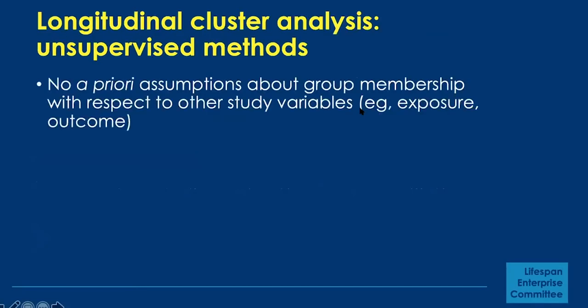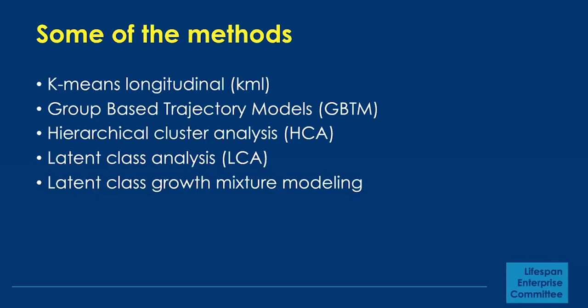So I want to give a very brief methods overview. There are several methods that can be used to conduct longitudinal cluster analysis, and I'm going to be sharing a few of them today. I wanted to talk about unsupervised methods. So there are no a priori assumptions about group membership with respect to other study variables like exposures or outcomes. That's what I mean when I say unsupervised. We don't make any group assignments based on an exposure or outcome, for example, or other variables in the study. And I'm going to briefly highlight some of the methods that an investigator could choose from today.